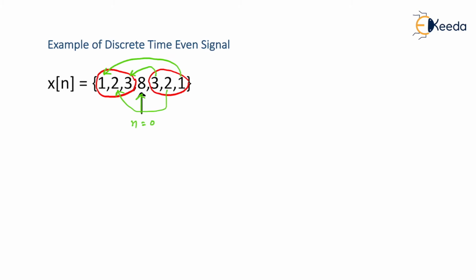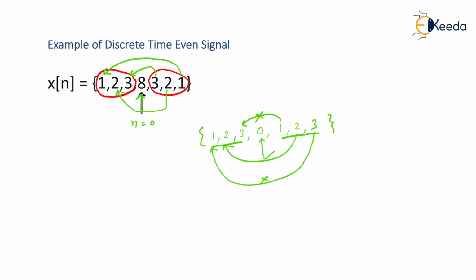So I'm sure now you have understood what is meant by a discrete time even signal. So let us assume we have 1, 2, 3, 0, 1, 2, 3. What do you think? Is that an even signal? Of course, it is not an even signal. You cannot say this is 1, 2, 3 and this is also 1, 2, 3. No, not that way. This 1 should get mapped with this. So this is not getting mapped. This 2 is mapping, yes, but this 3 is not equal to 1. So definitely this is not an even signal.